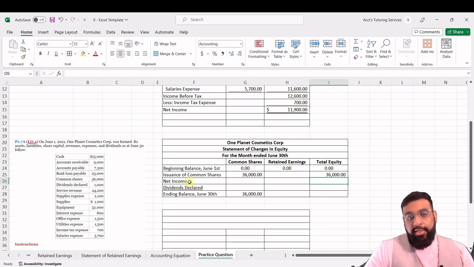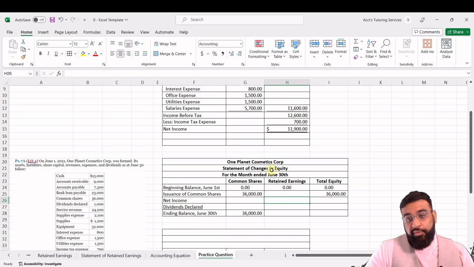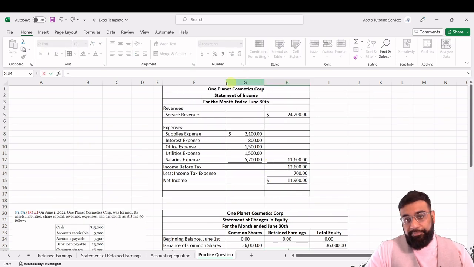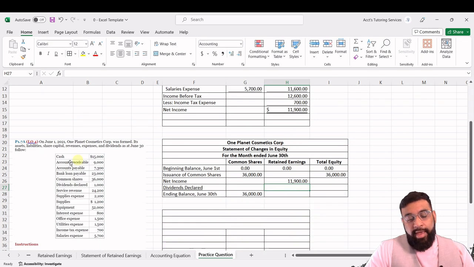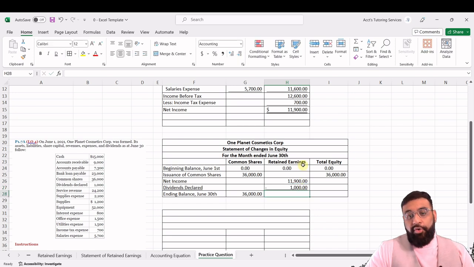Done. Now the net income impacts retained earnings. Because remember, retained earnings is earnings, or in other words net income or profits, that we retain in the business that we do not pay out in dividends. So the net income comes directly from the income statement from above, 11,900. Then in the actual questionnaire, dividends declared is given to us as 1,000. So that's going to be negative 1,000 because we're going to reduce that from our retained earnings.